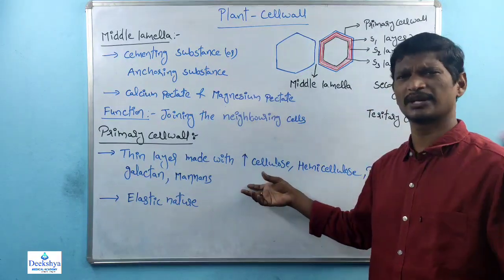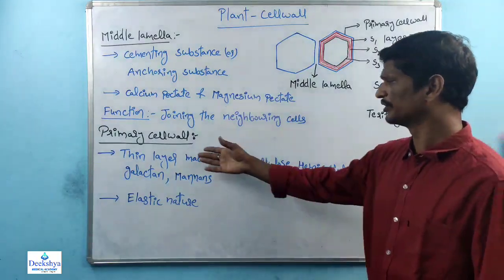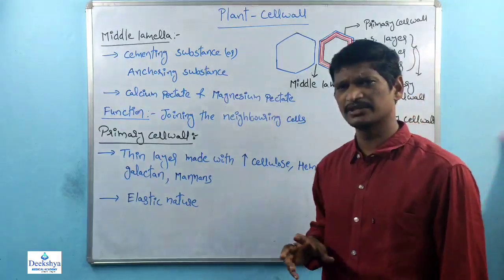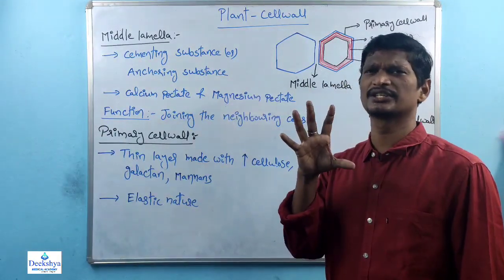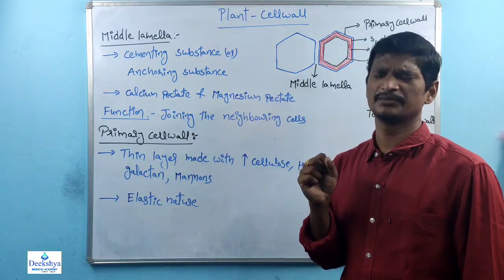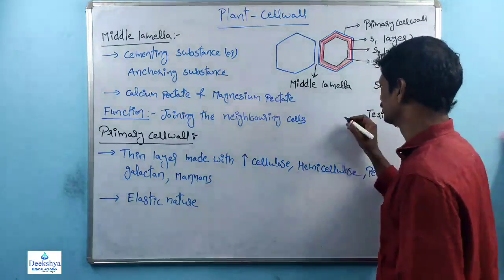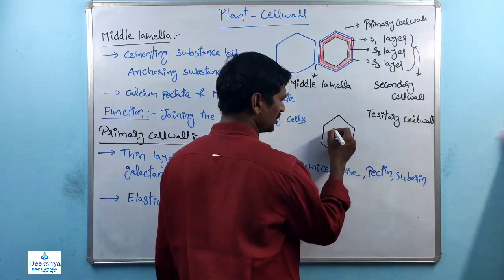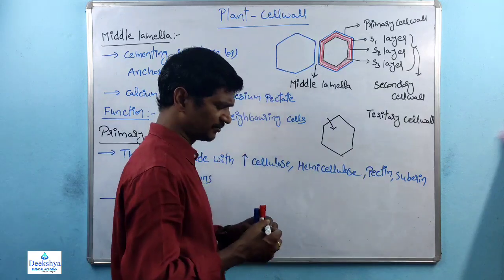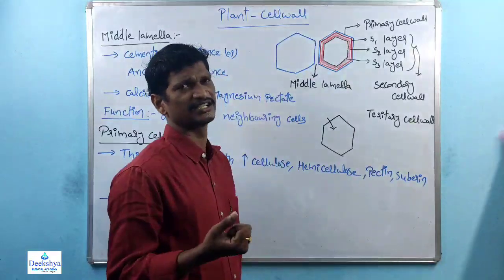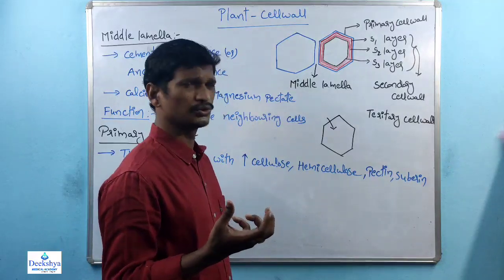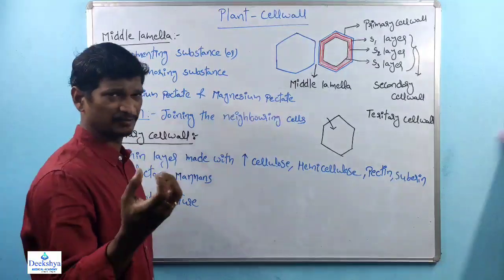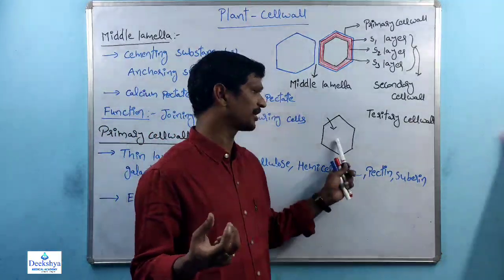See here, primary cell wall and the secondary cell wall. Within primary cell wall, a rich percentage of cellulose is present, right? And the primary cell wall is thin and it shows elastic nature, means expansion nature. For suppose, this is one plant cell, and that plant cell absorbs more amount of water. At that time, the cell size is expanded. Due to that, the expansion nature is majorly given by the primary cell wall.